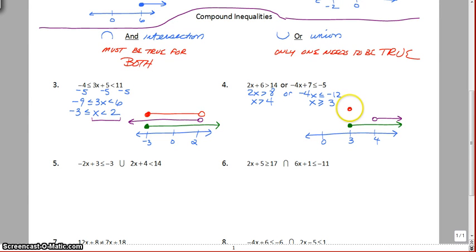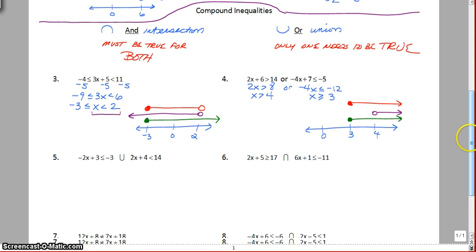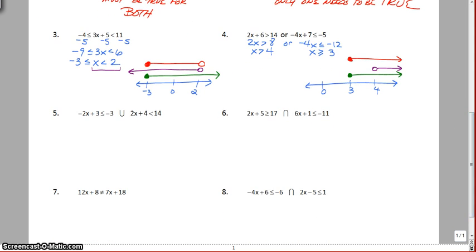So our final answer is anything greater than or equal to 3, because anything greater than or equal to 3 includes 4. And since you only need one, that's all you need for this equation. So your final answer is x is greater than or equal to 3.